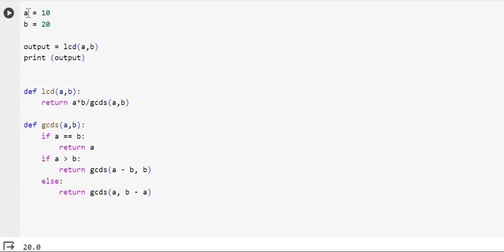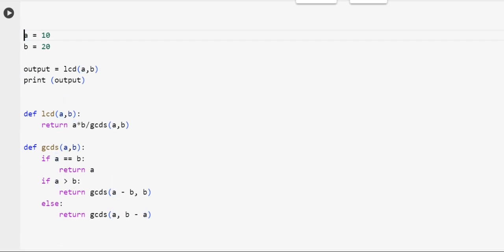So let us see over here how to calculate the LCM and GCD. LCM and GCF. LCM calc and GCD calc. Here I have defined two variables, A as 10 and B as 20.